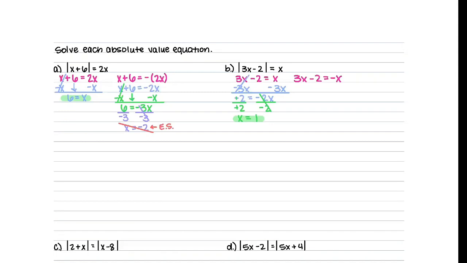For the 3x minus 2 is equal to negative x, again, I'm going to subtract my 3x from each side. This is going to leave me with negative 2 is equal to negative 4x. I then divide each side by the negative 4 to get x by itself. My negatives turn into positives because it's a negative divided by a negative. And I get that x is equal to 1/2.